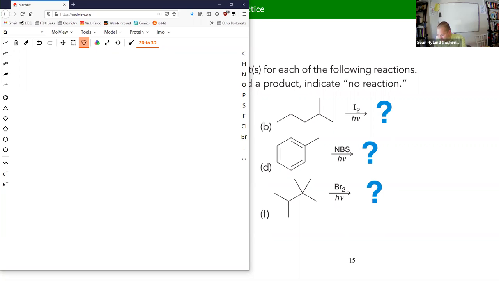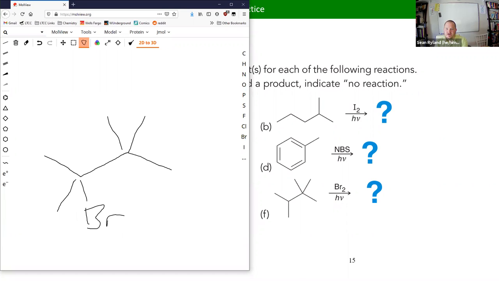All right, for F, nothing tricky. No alkenes, no resonance. So we're just looking at where's the hydrogen I can pull off, which is on that tertiary carbon on the left, right? So we'll wind up making that product.